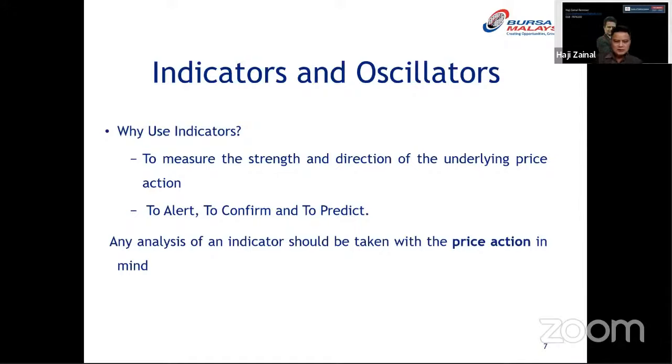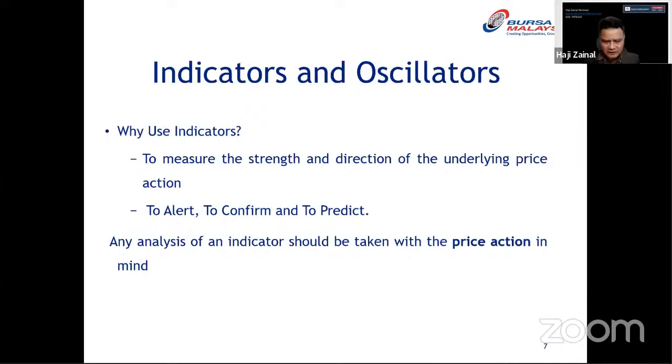Here they say it is to measure the strength and direction of the underlying price action. What does it mean? You're talking about the trend and also the support and resistance. Strength is support and resistance. The direction is the trend. Second is to alert, to confirm, and to predict. It means that you can use this indicator as a signal of entry and a signal of exit. Any analysis indicator should be taken with the price action in mind.